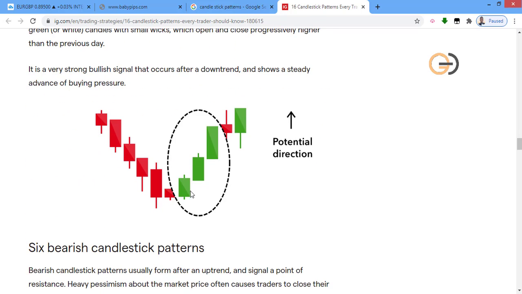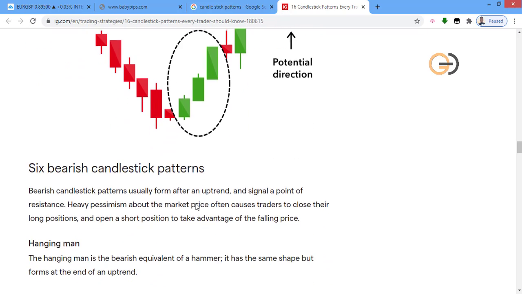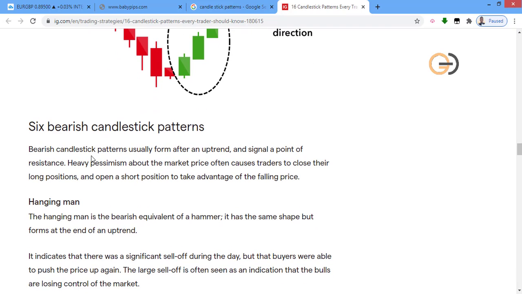And we have the three white soldiers. All of these are candlestick patterns you will learn, but take your time and learn them one after the other. Don't be in a hurry. Learn them one after the other. So you see these three candles moving in the same direction with strong momentum. It means that they are changing direction.